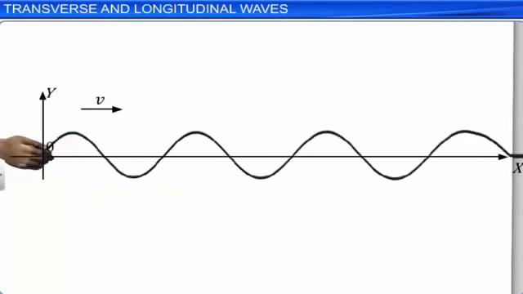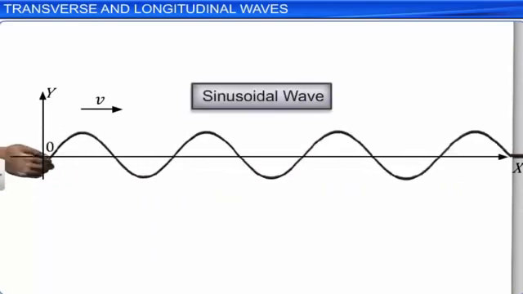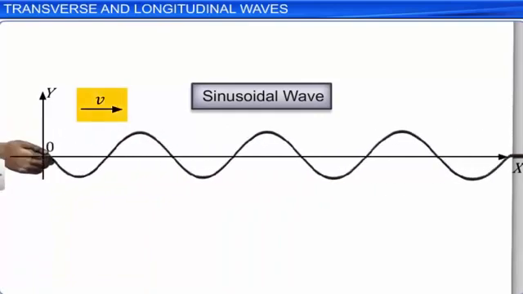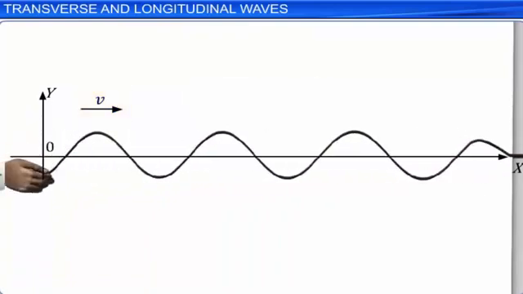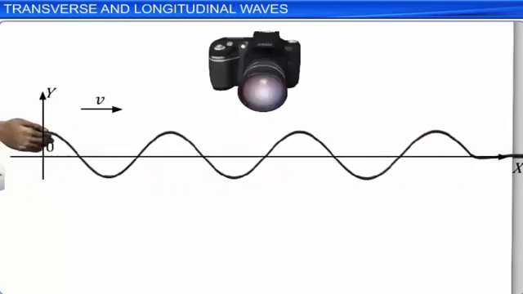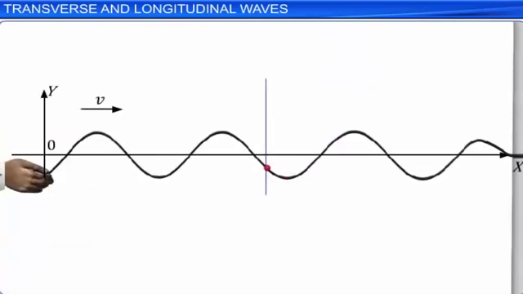The first one is by taking a snapshot of the string while the waves are traveling through it. The other method is by marking a point on the string and observing it as the waves propagate through the string. We see that the point moves up and down the mean position. The waveform observed in this process, which is sinusoidal in shape, is a transverse wave.